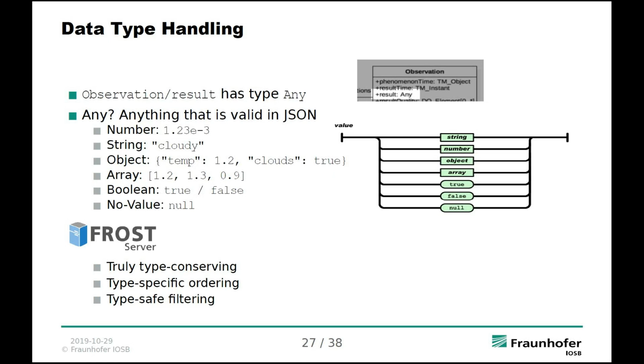So if you put in a number with an exponential, like in the example here, then you actually get back exactly the same format with the same precision and so on. You can also use this information for type-specific ordering. The implementation I mentioned that casts everything to string, of course, if you want to order numbers and you have them only as strings, then you get a kind of strange ordering sometimes. And we also apply type-safe filtering on them.